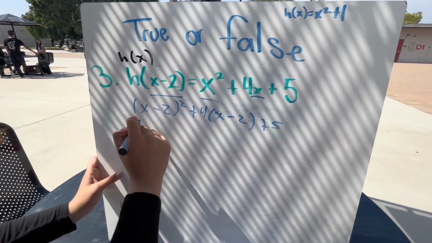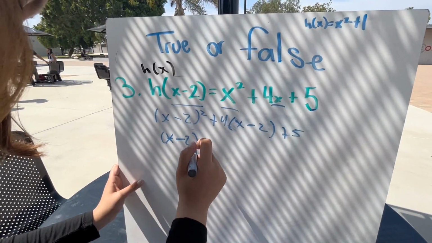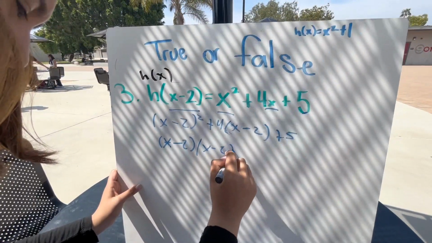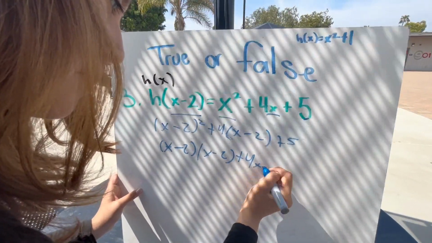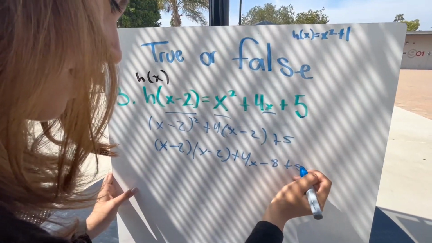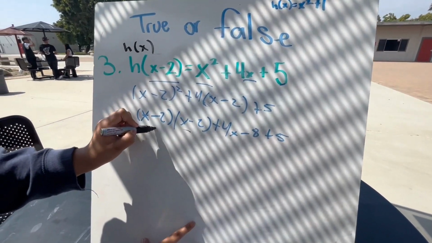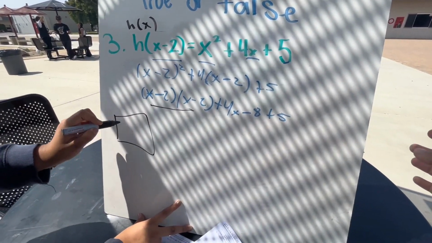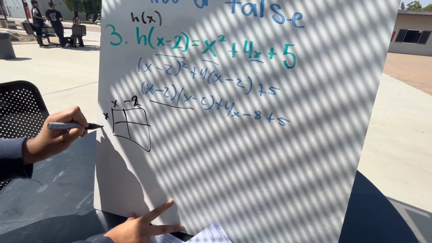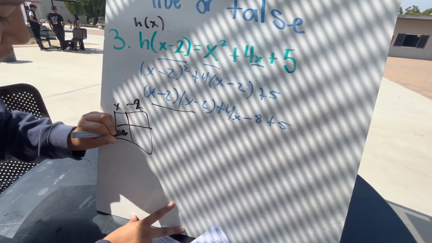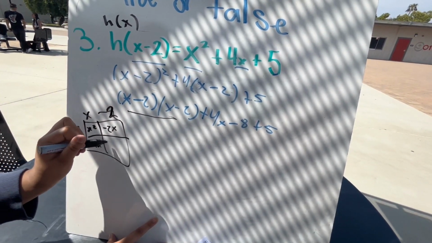which then turns into x minus 2 squared plus 4 times x minus 2 plus 5. Okay, so after this, we can see that we can use the box method for these two. So here it's going to be x minus 2, oh, I'm so sorry, x minus 2 times x minus 2, and this is x squared, negative 2x, negative 2x, and positive 4.